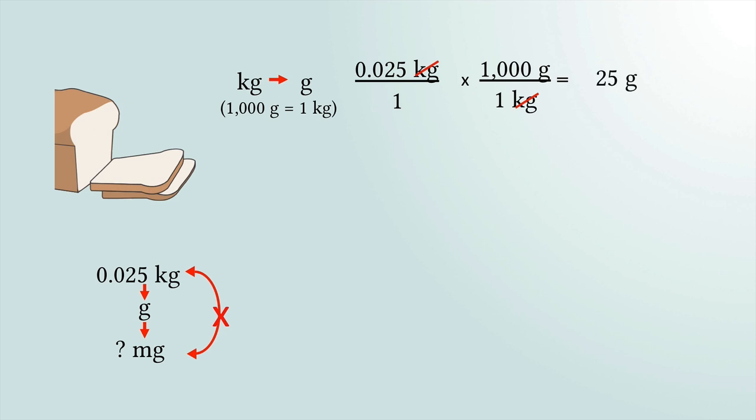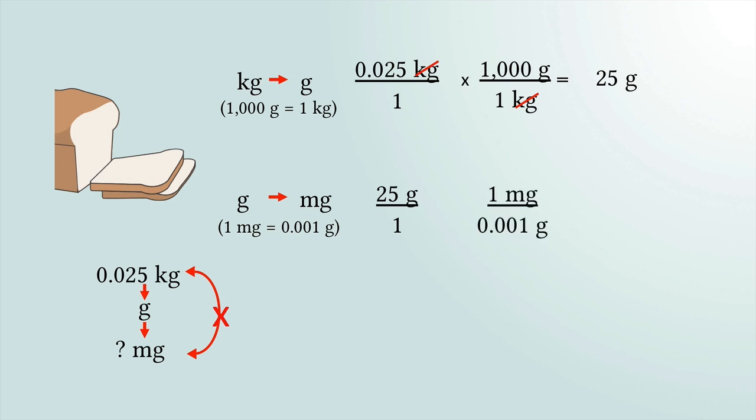Now we still need to get from grams to milligrams. So what do we have? 25 grams. Set it over 1. The relationship between those 2 measures is 1 milligram equals 0.001 grams. Set that relationship as a fraction so that grams cancel out. Can you see that the only unit we have left is milligrams? And that's what we're looking for. So multiply the numbers to get 25,000 milligrams.